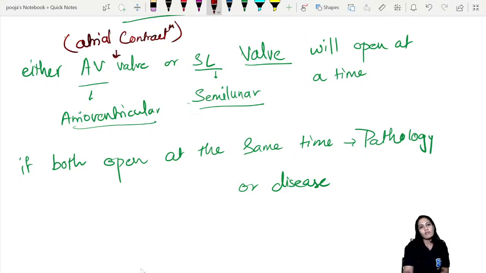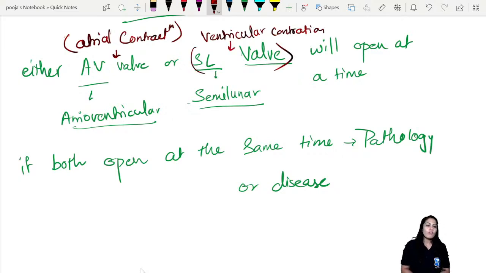And what about the SL valve? Whenever the ventricles are going to contract, we can write ventricular contraction. At that time, the SL valve will open. So it makes sense. First rule, one thing will contract at a time, that means either atria or ventricle, right? But both atria will contract at the same time and both ventricles contract at the same time. That means left and right ventricle contract together, but the right atrium and right ventricle are not going to contract at the same time, right?